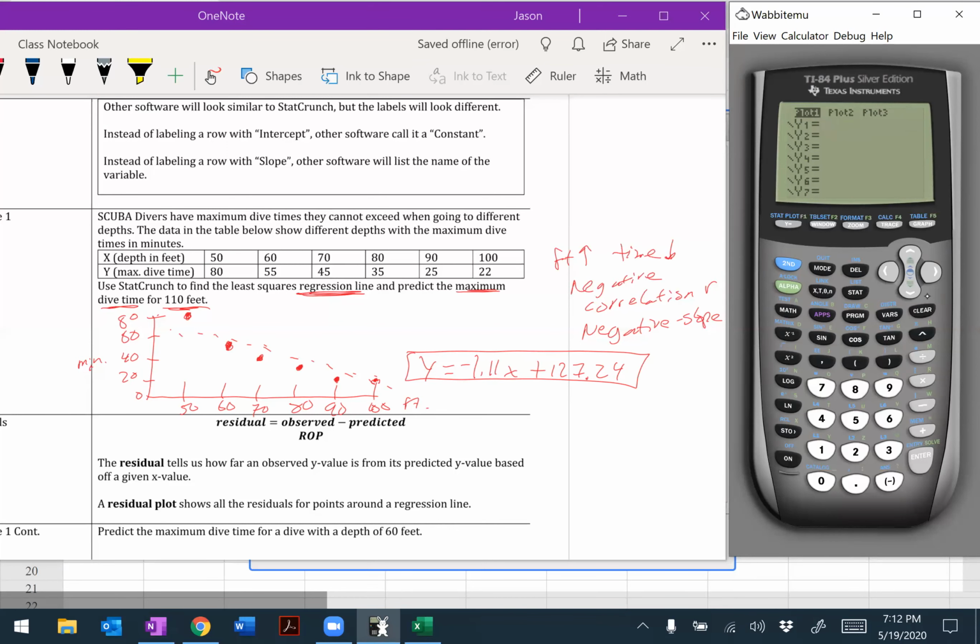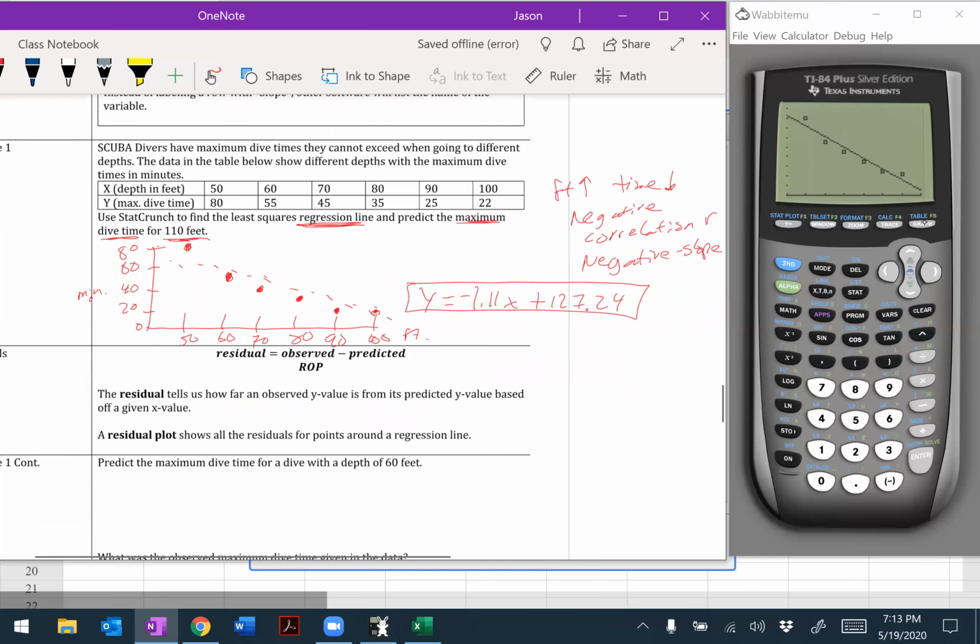Okay, if I wanted to clear it, I could just do negative 1.11 times x, x is right below the mode key, and then plus 127.24. Okay, and then I'm going to graph that, hit graph, and look at that. That graphs the line of best fit. So that's my line of best fit, the regression equation line. That's the slope and the y-intercept.